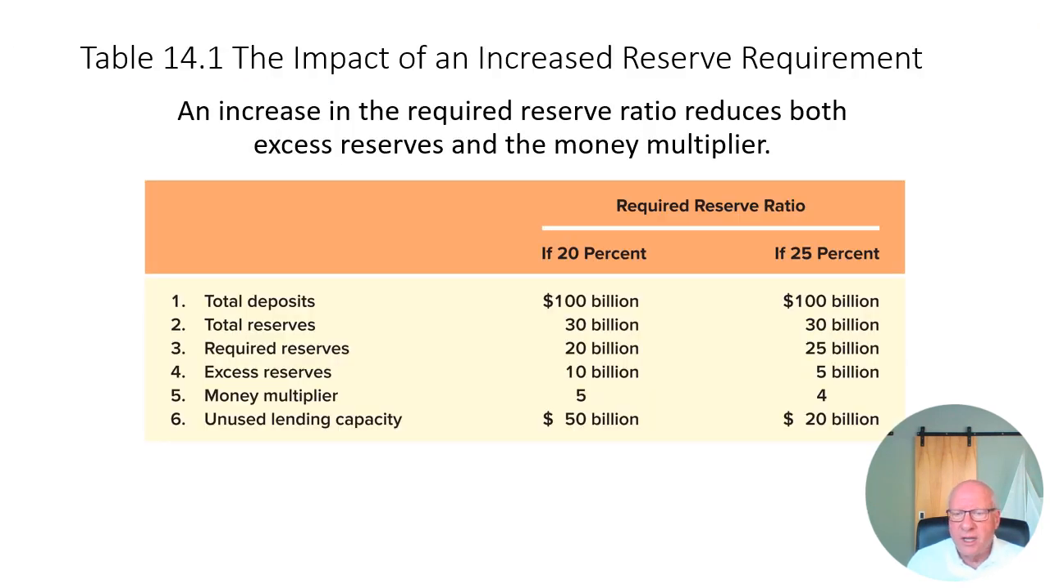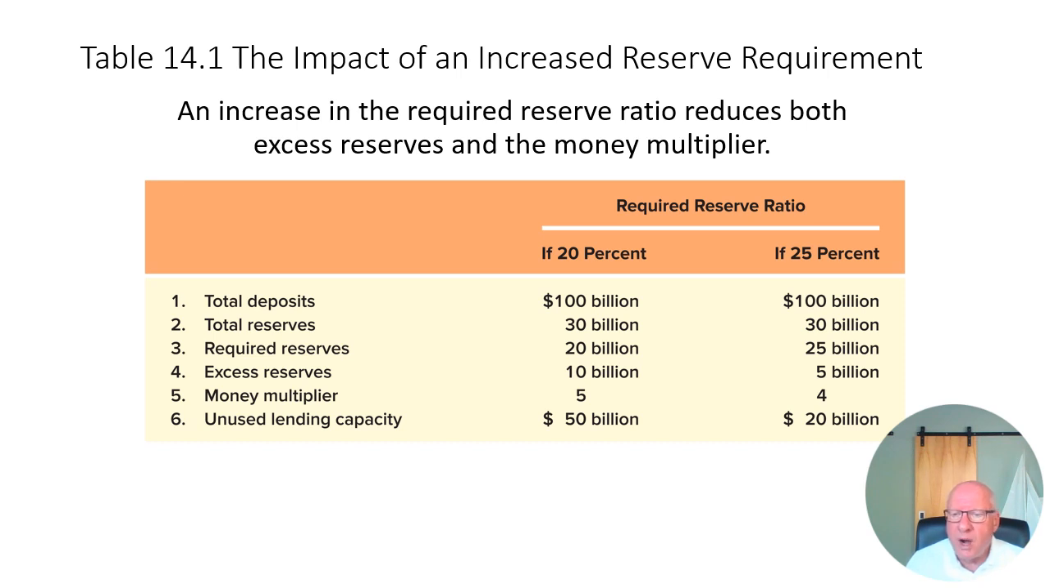Here in our last slide on this particular set of slides, we're going to compare the exact same bank under 2 different reserve requirements. We see that there is a 20% reserve requirement or alternatively a 25% reserve requirement. Now let's assume that both banks have $100 billion deposited. So that's our first number, 100 billion. Now the total reserves happen to be 30 billion because the bank has lent out 70. We're just assuming that. So they have $30 billion.